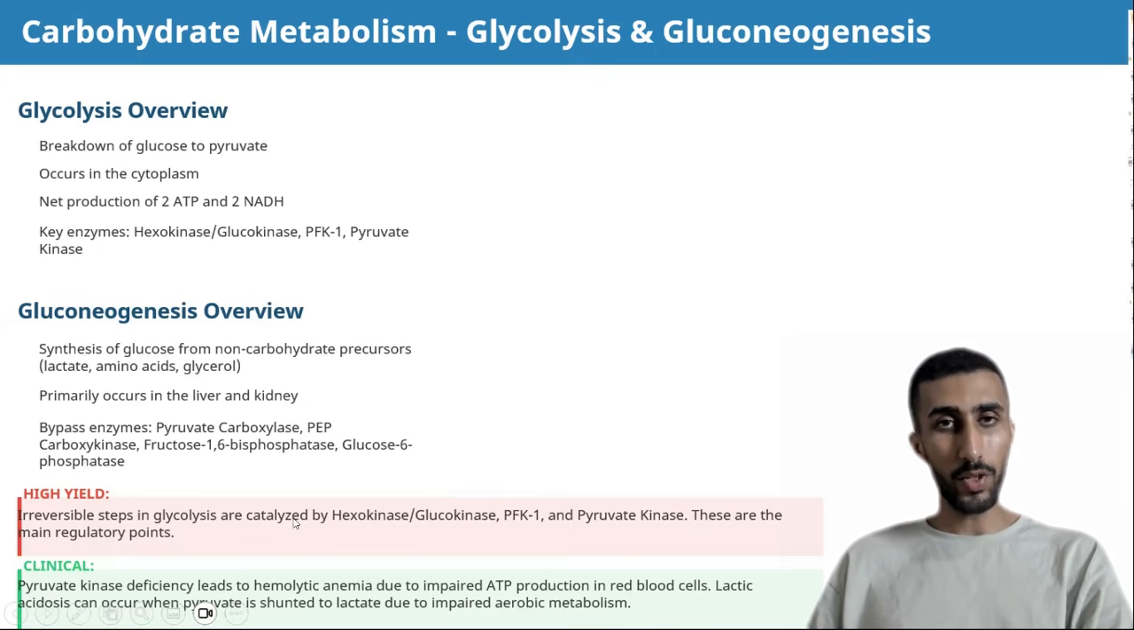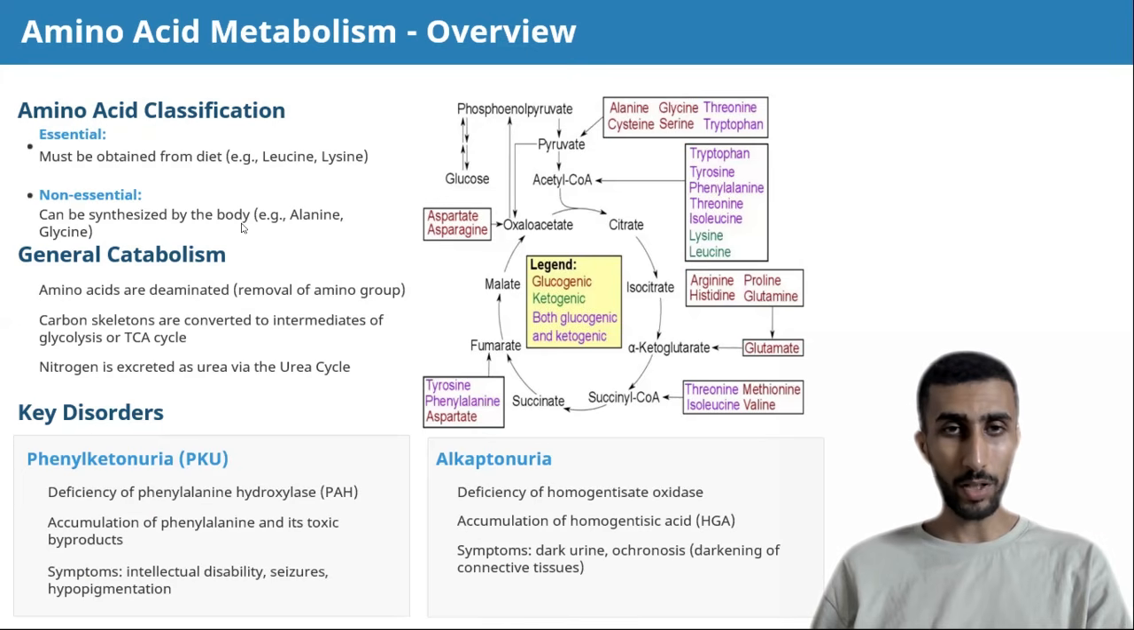Also pyruvate kinase deficiency and hemolytic anemia, because RBCs depend solely on this process to get their energy. If we have pyruvate kinase deficiency, this will stop, and the RBCs are going to have a bad time here. Lactic acidosis occurs when pyruvate is shunted into lactate through the enzyme lactate dehydrogenase, due to impaired aerobic metabolism.